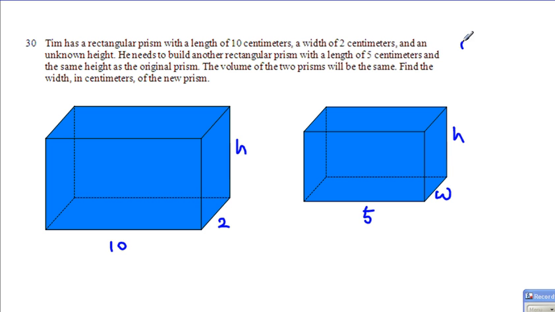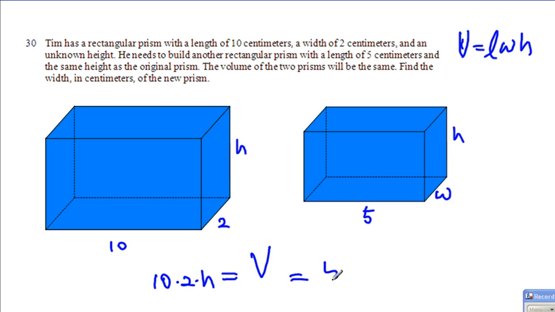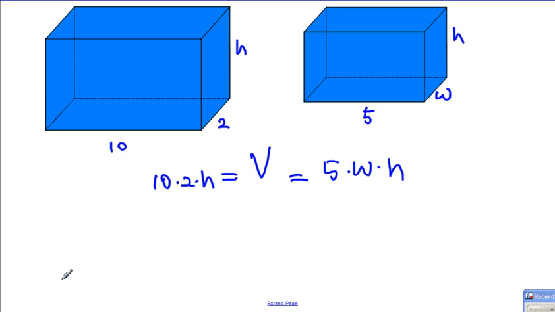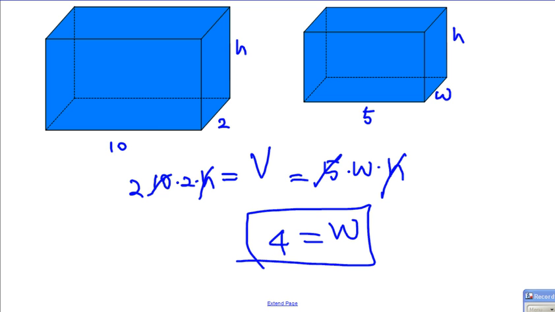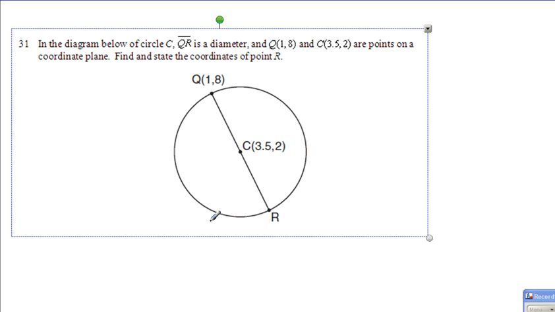That means the volume of the rectangular prism will be length times width times height. So here we have volumes is 10 times 2 times h, which here also is equal to 5 times w times h. Now when you try to calculate this one, we get h just cancels out by dividing it by h. So 5 cancels out here, becomes 2. Then w will be equal to 4. That becomes our final answer.